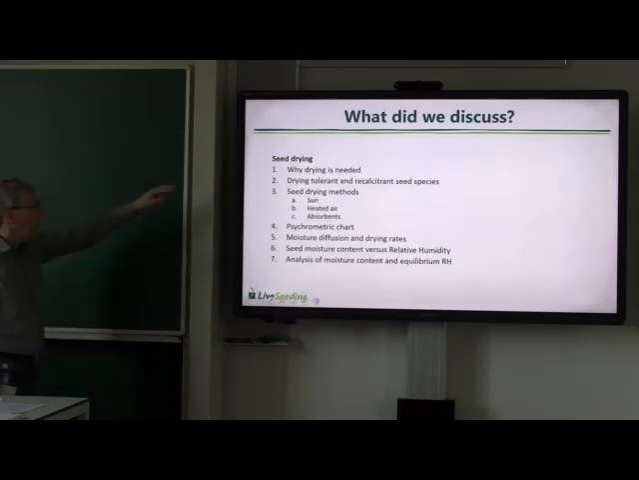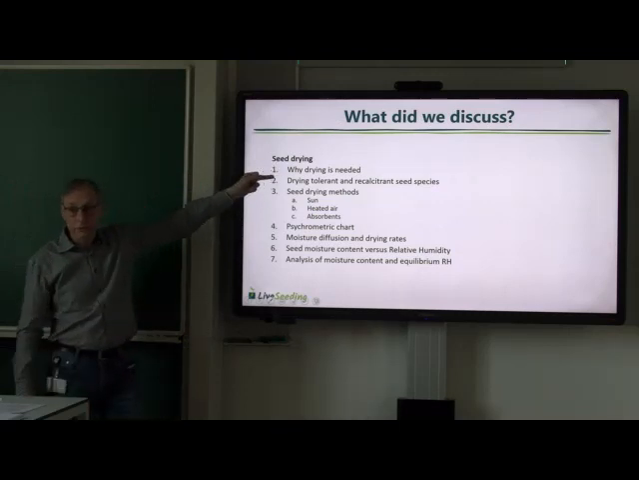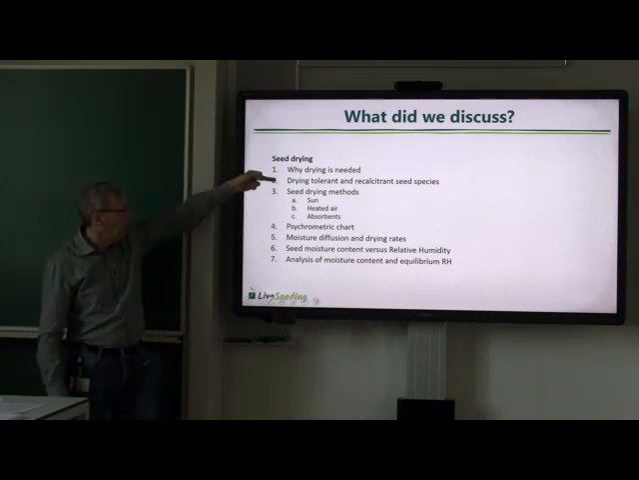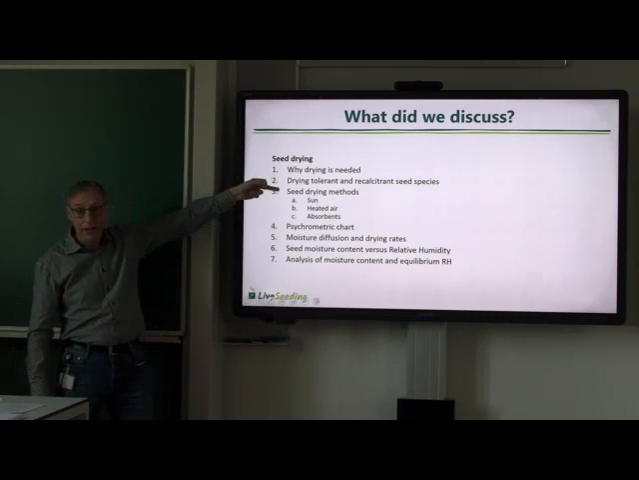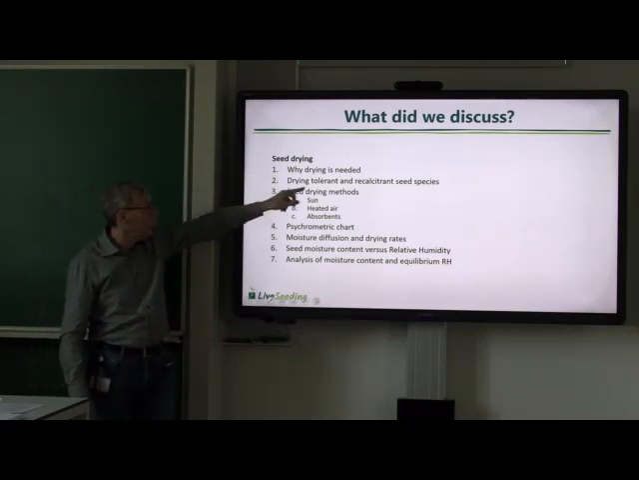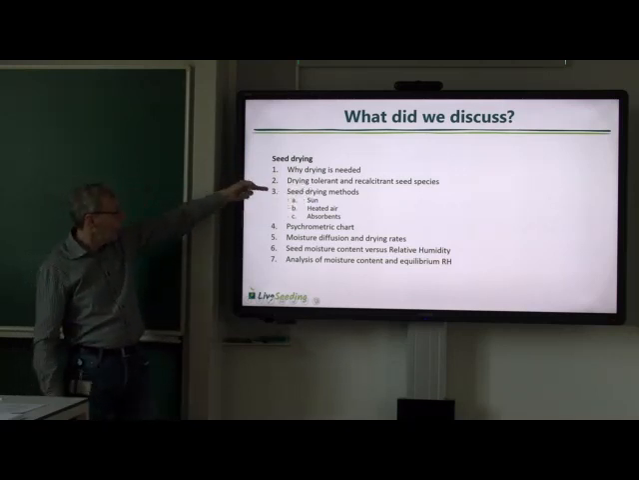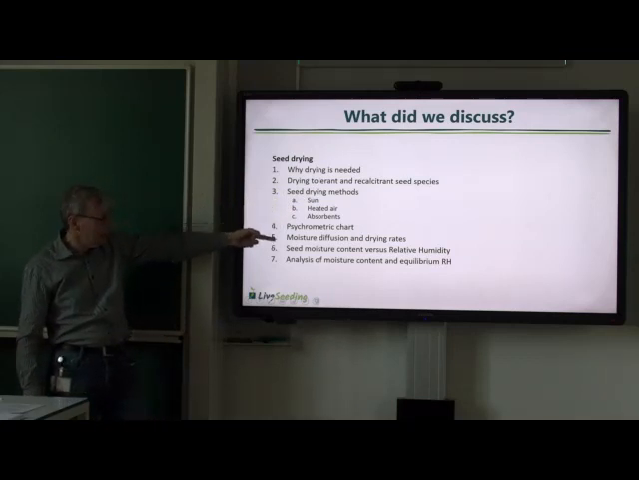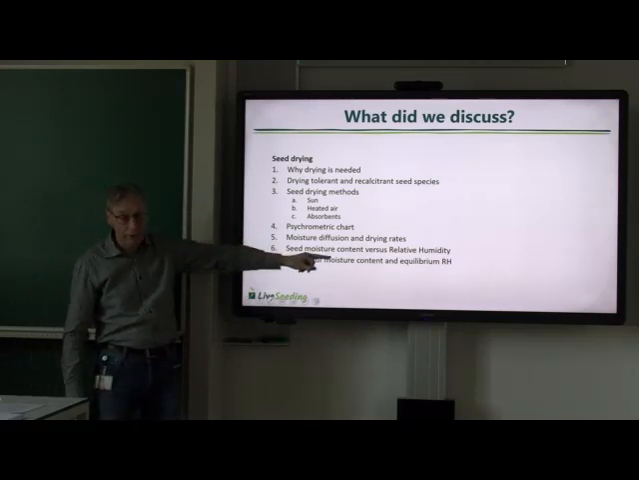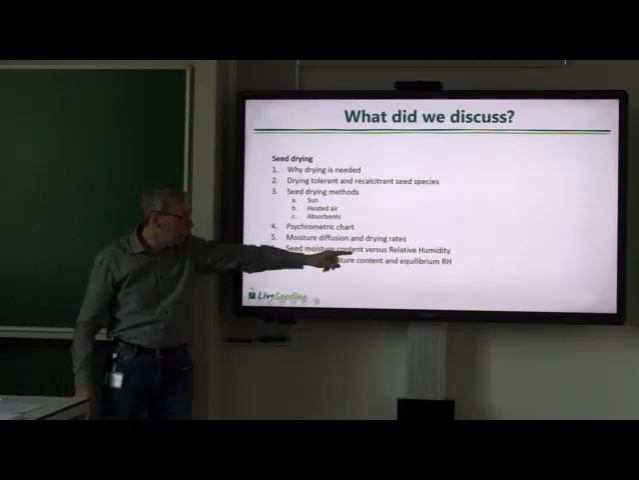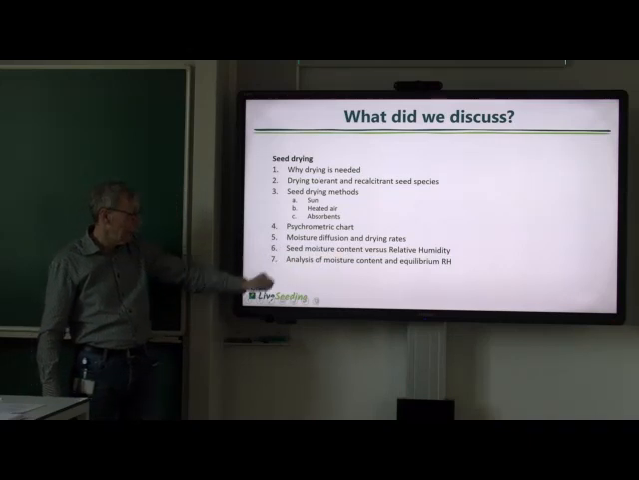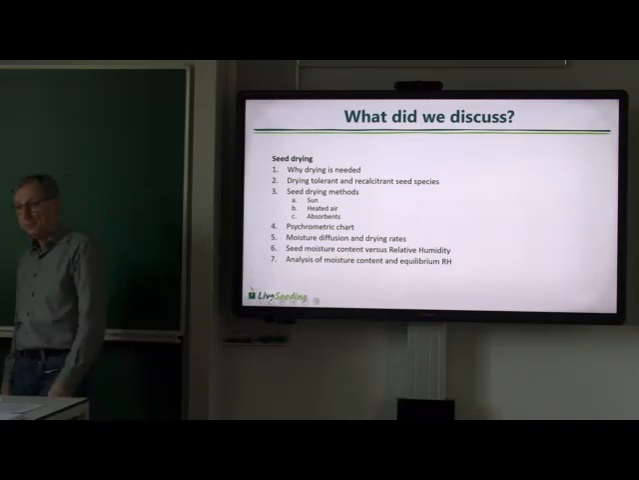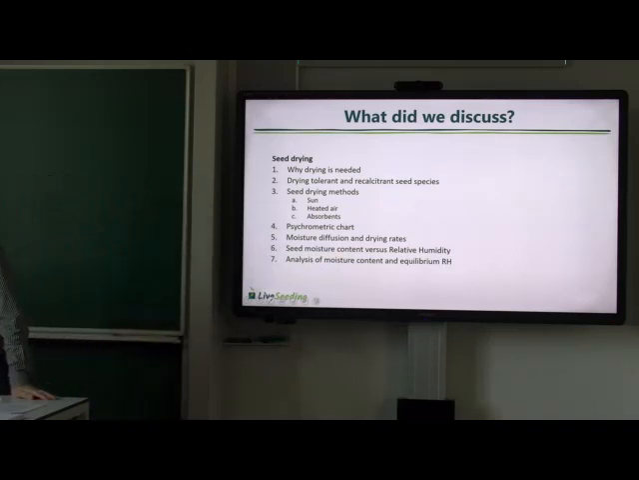So, what we discussed: why to dry. We talked about tolerant and recalcitrant, so the tolerant is called orthodox. We talked about different seed drying methods, the psychrometric chart, moisture diffusion and drying rates, seed moisture content versus equilibrium relative humidity, and methods to measure these. And now it's time, I think.